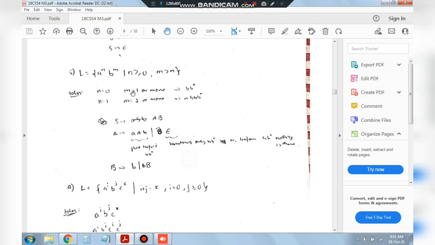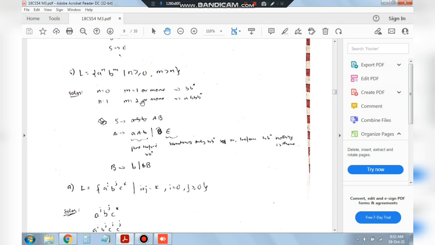Okay, listen carefully. We have a power n and b power m. n can have 0 also, from 0, 1, 2, like that, and the m value is greater than n. It can be any value which is greater than n. So if n is 0, what will be the value of m? m will be 1 or more, right? If n is 0, m will be 1 or more, meaning 1, 2, 3, like that.